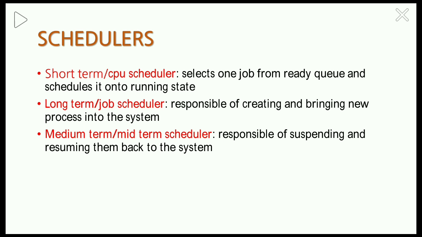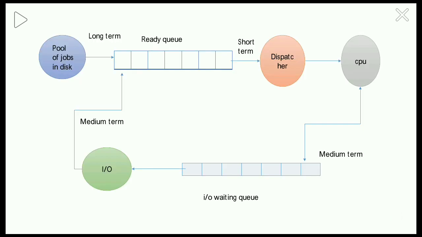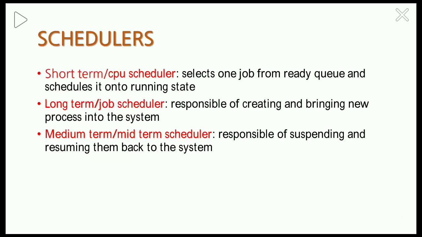First of all, coming to the short-term scheduler. How is it going to work? It selects one process, one job, from the ready queue and schedules it onto the running state. That means it is going to select a particular process from the ready queue and schedule it to the running state.